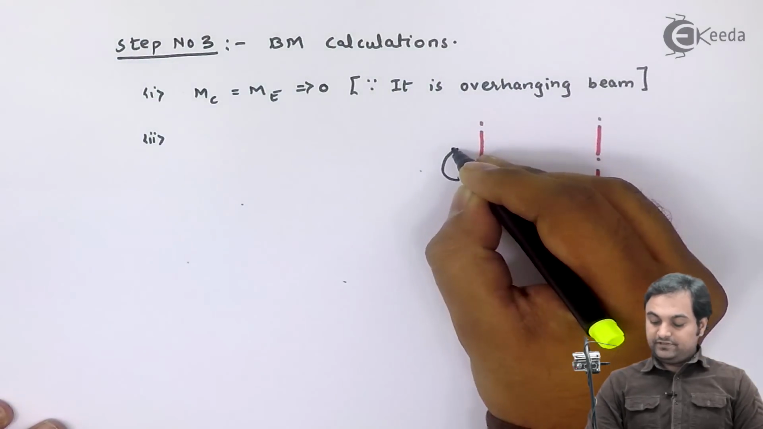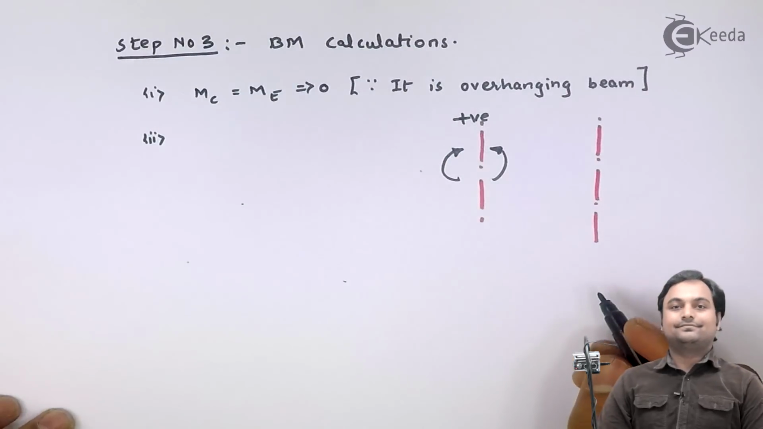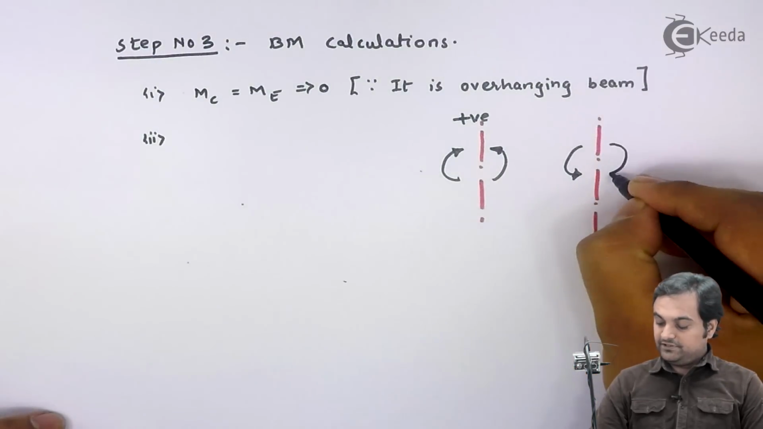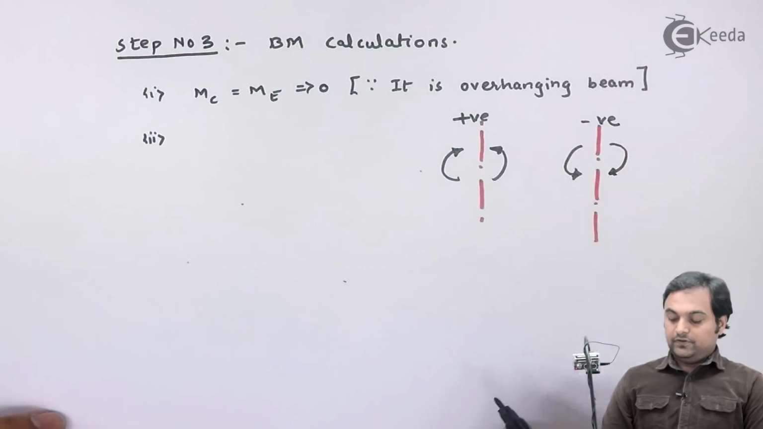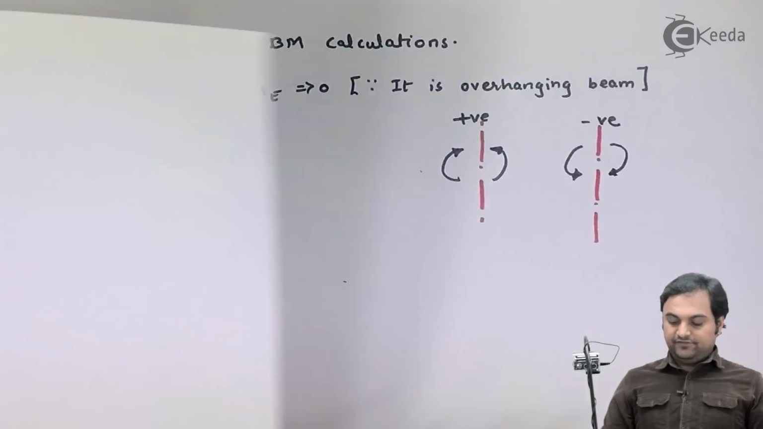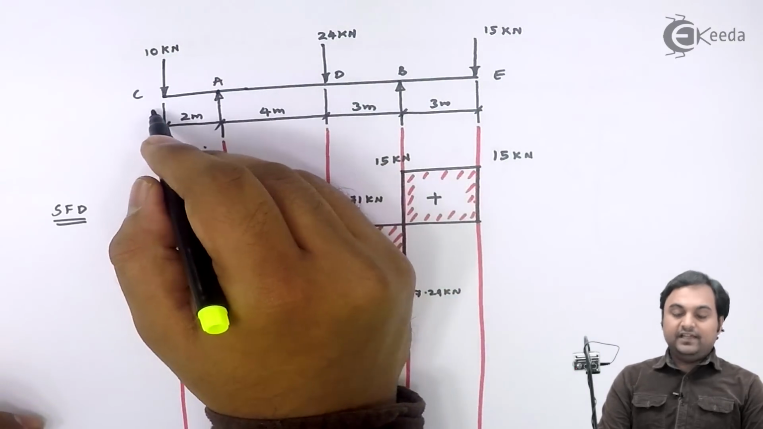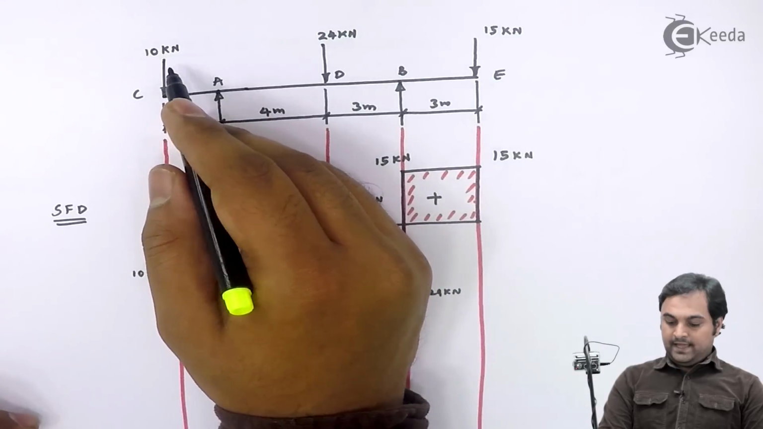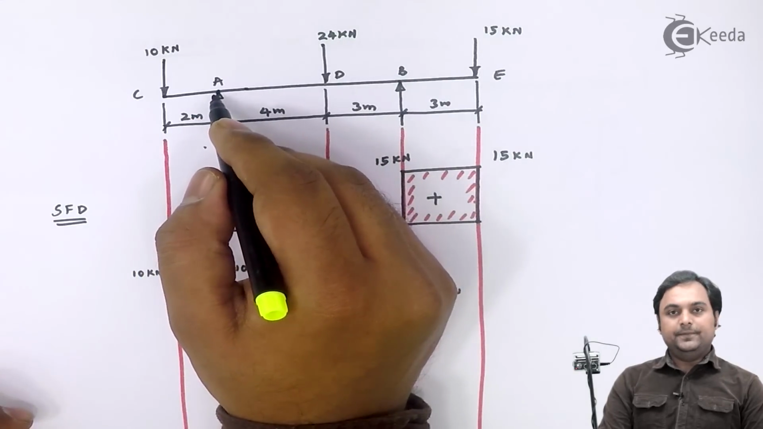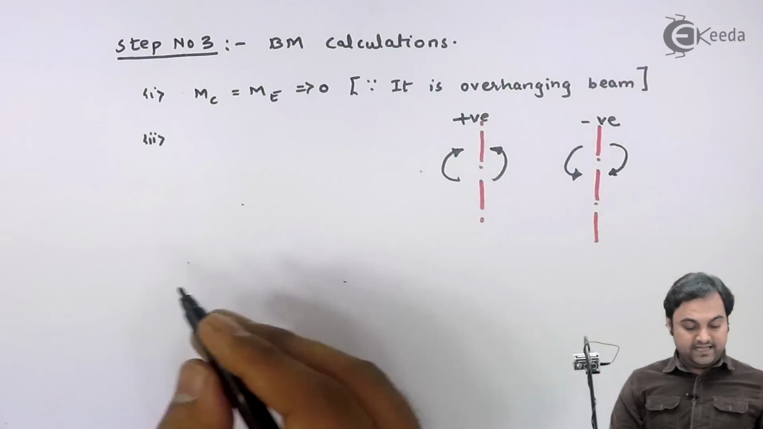Clockwise moment to left and anti-clockwise moment to the right are positive. Then anti-clockwise moment to the left and clockwise moment to the right are negative. So these are my sign conventions. Based on this we will find the bending moment. So starting from point A, to the left of A I have only one force, that is 10 kilonewton, and it is producing moment in anti-clockwise direction. So if my section is at point A and this moment is in anti-clockwise direction, so anti-clockwise moment to the left is negative.